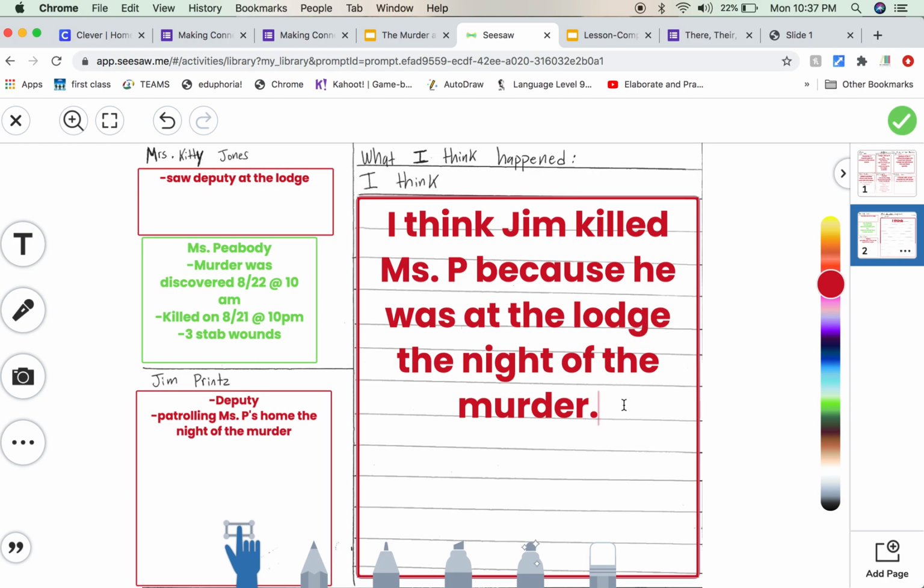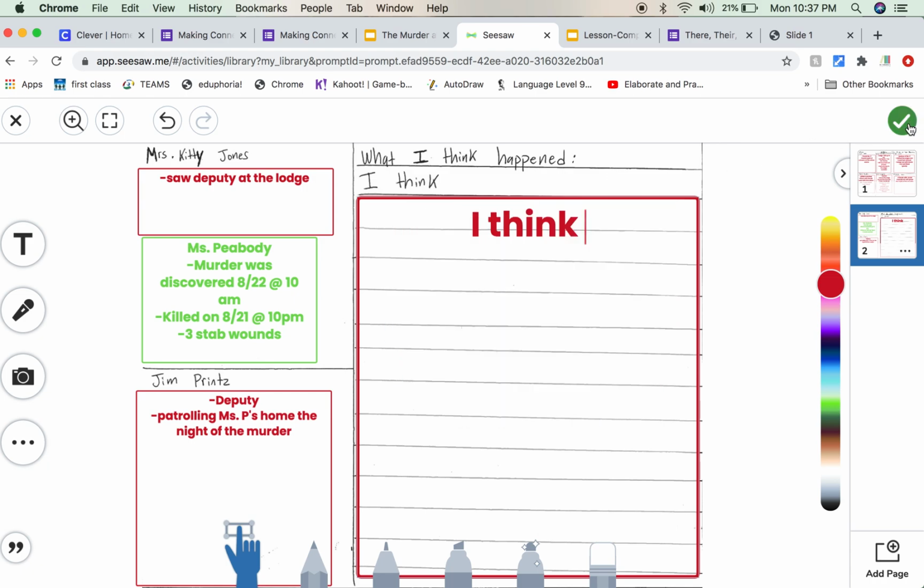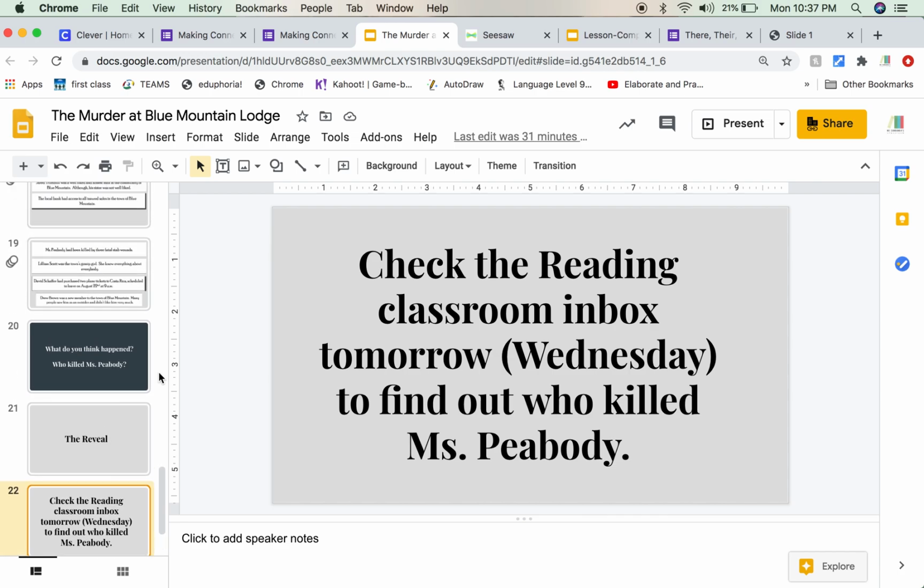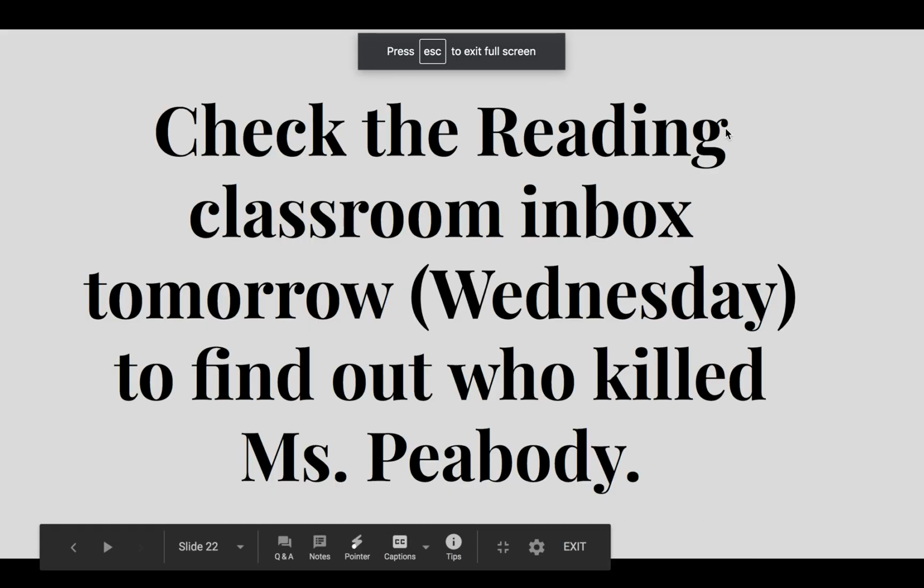Then I want you to add 3 more, a total of 4 sentences explaining what you think happened. Be very detailed. Give me your theory. Give me your prediction, your inference on who you think killed Miss Peabody. When you're done, 4th graders, you know the drill. Click on the green check mark to turn this in. Then I will reveal who killed Miss Peabody tomorrow. You have to go to the reading inbox to see who killed Miss Peabody.